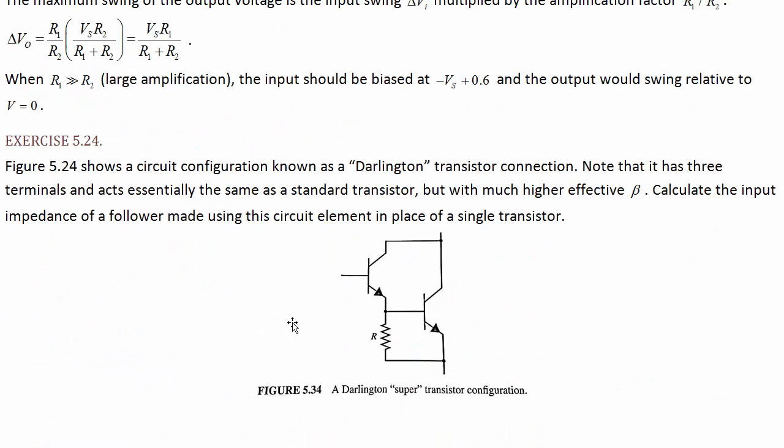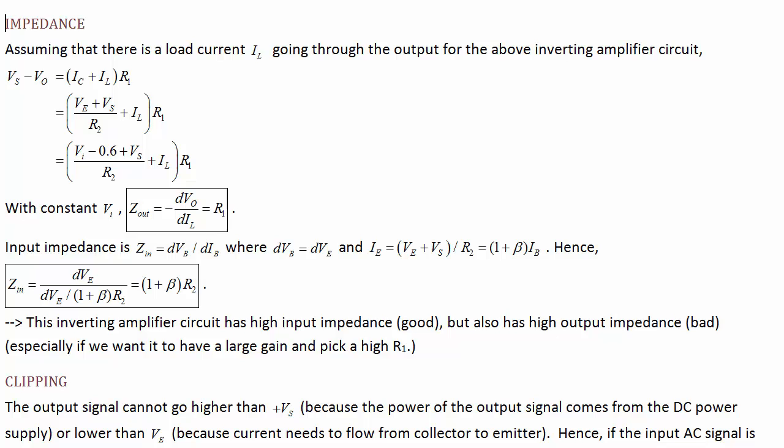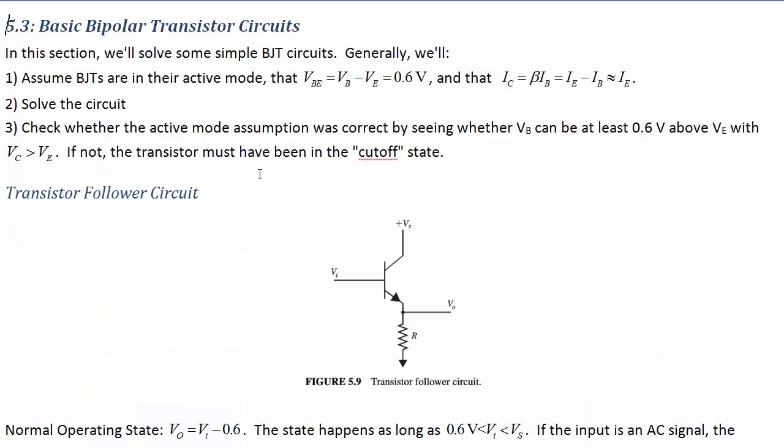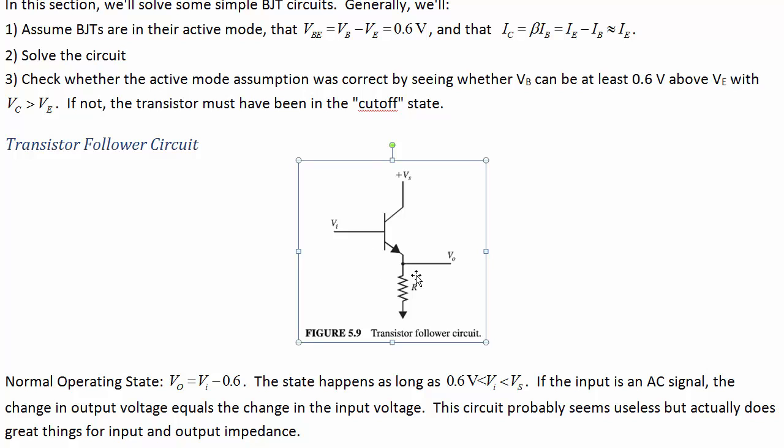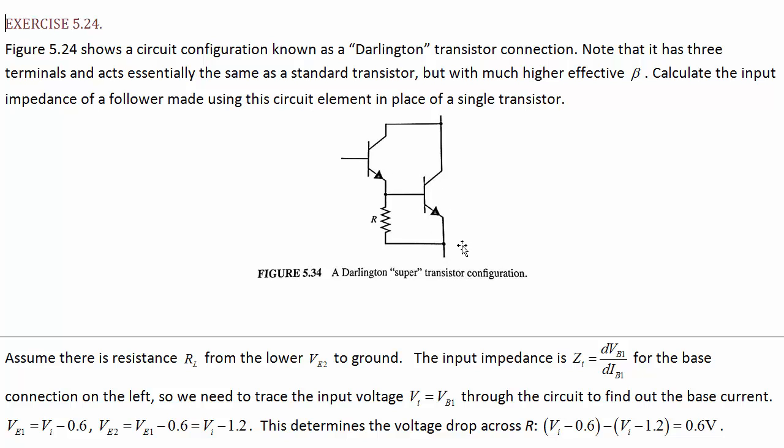Exercise 5.2.4. Here's a circuit configuration known as a Darlington transistor configuration. It still has 3 terminals, so we've got 1, 2, 3. It behaves like a standard BJT, but with an effectively much higher beta. Calculate the input impedance of a follower made using this circuit element in place of a single transistor. So a reminder that a follower was this circuit, the transistor follower circuit. So instead of this transistor right there, we're going to make a follower using the Darlington in place of that.